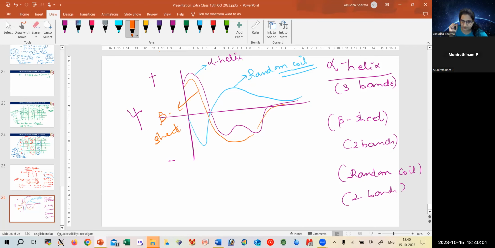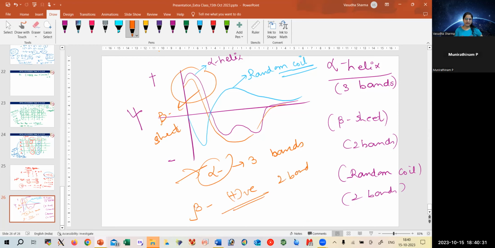Okay, ma'am, I understood. The alpha helix and beta sheet start from the positive to negative side. So, random coil starts from negative to positive side. So the first thing is very clear, because 2 of them start with the positive side. You need to remember that alpha helix is having 3 bands. Whenever there are 3 bands, that is alpha helix. So the question is gone. If there are 2 bands and it is starting from the positive side, that is beta sheet. And if it is starting from the negative side, that is your random coil. So you can remember.